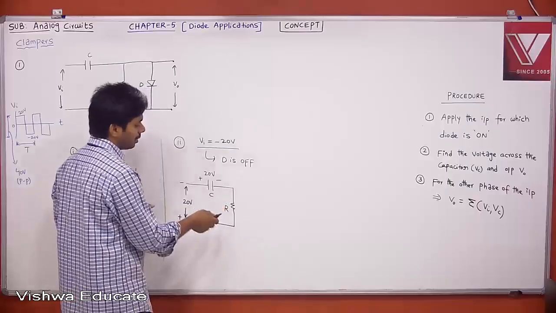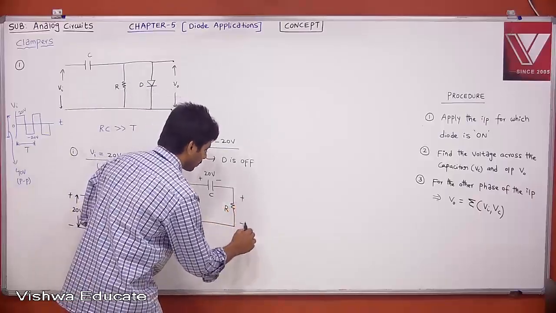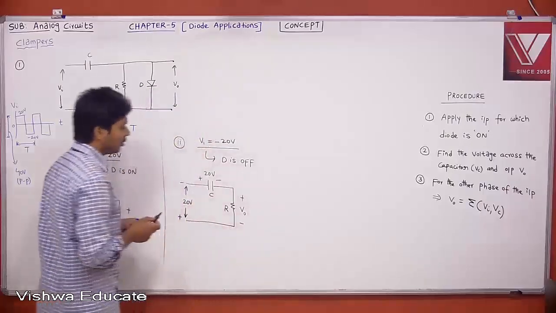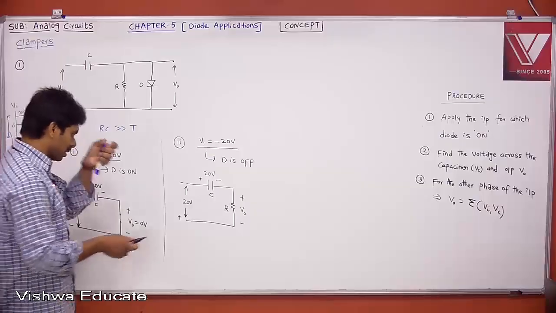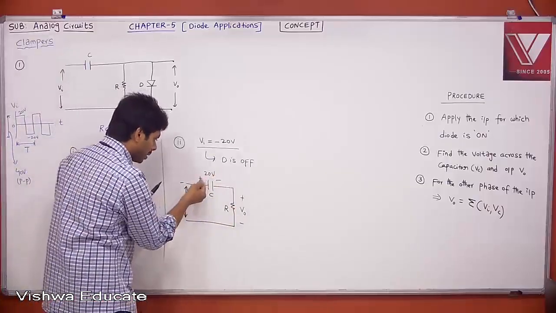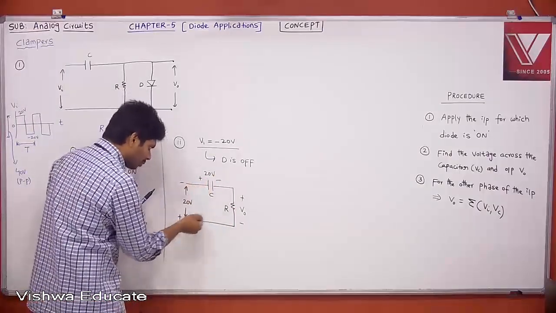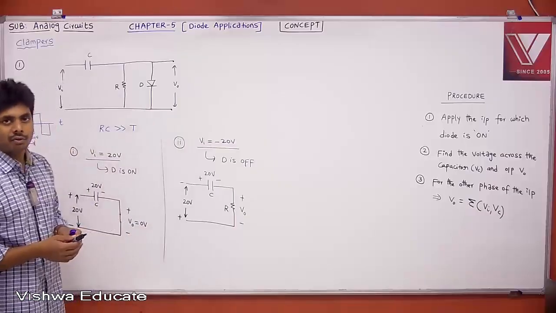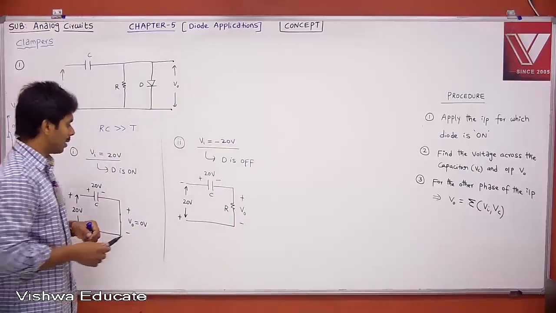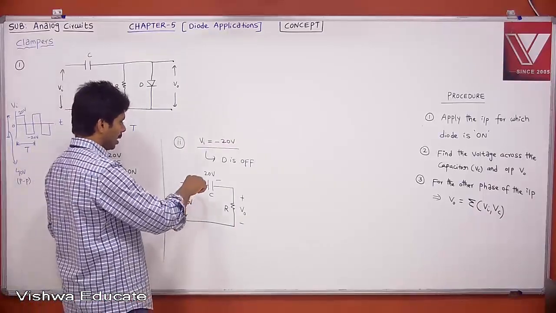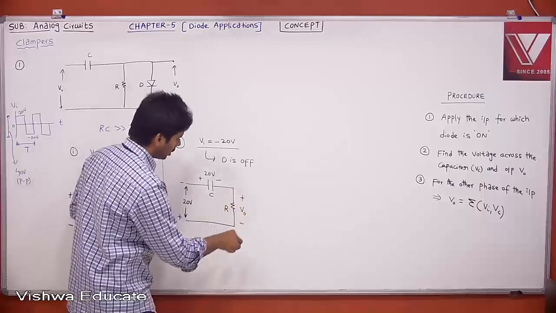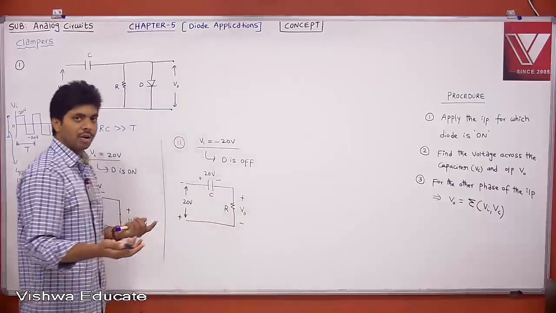Now, if you follow KVL, this is nothing but your output voltage. This is what your V0. If you apply KVL, what is KVL? Or I can say this voltage is equal to minus plus minus plus minus 20 minus 20. It will be 40 minus 40. Or you can apply loop KVL. Plus 20 plus V0 is equal to 0. Then V0 is equal to minus 40.